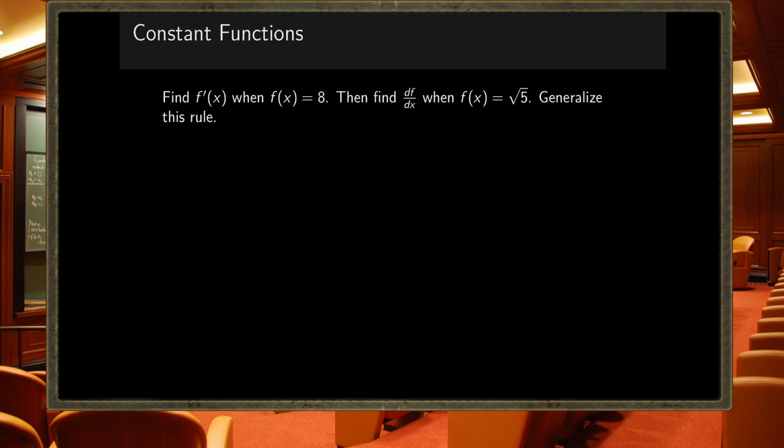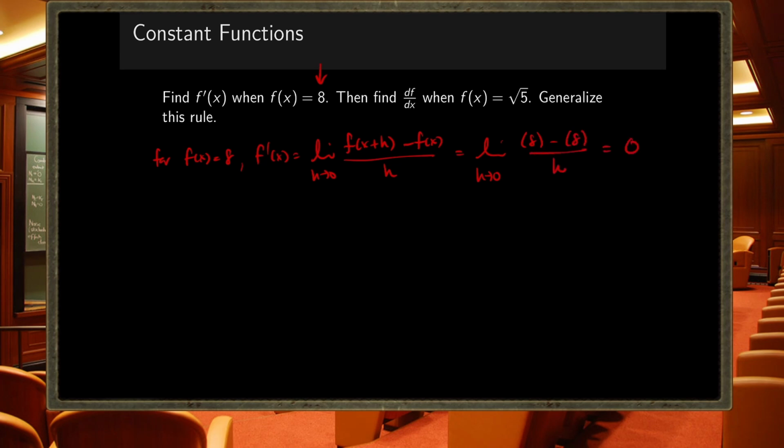So how do we differentiate constant functions? Find f prime of x when f of x equals 8. Let's use the original definition. For f of x equals 8, what is f prime of x? This is the limit as h goes to 0 of f of x plus h minus f of x all over h. Well, f of x we know is 8, a constant, so f of x plus h is also going to be 8. For any input, it outputs just 8. So this is 8 minus f of x, which we said was 8, all over h, which is 0.